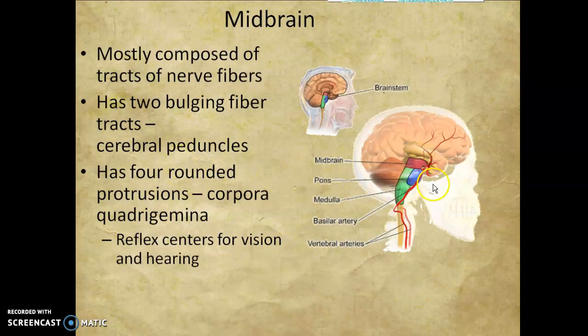And then the midbrain, I'll keep using this diagram here. The midbrain you can see right here in the red, right underneath the diencephalon and the thalamus and hypothalamus, right in front of your cerebellum, underneath the rest of your cerebrum.